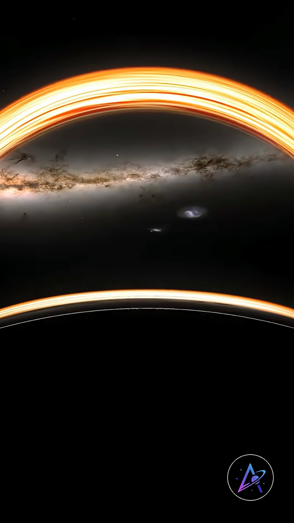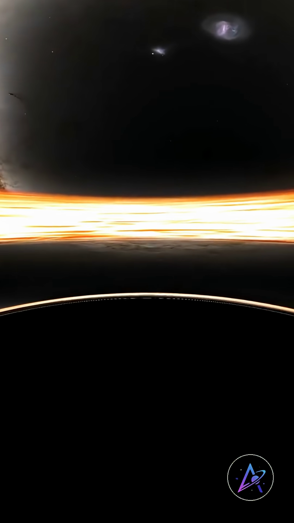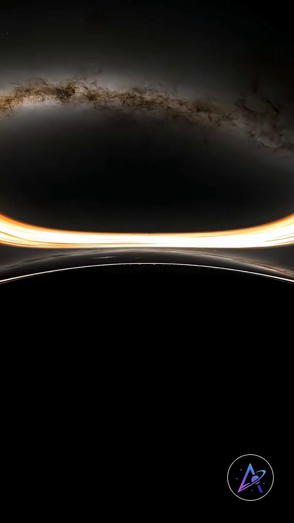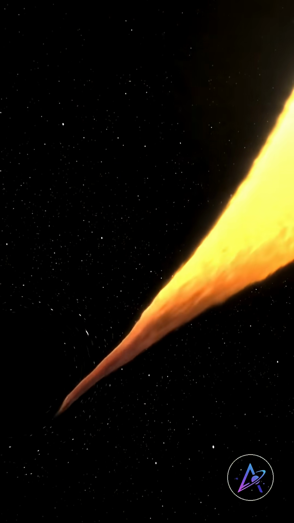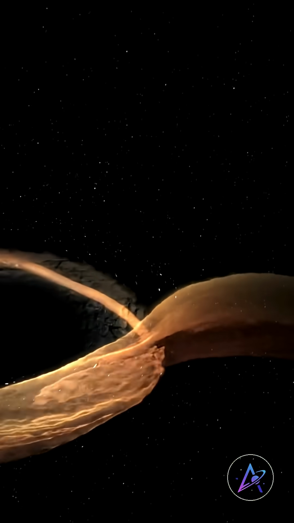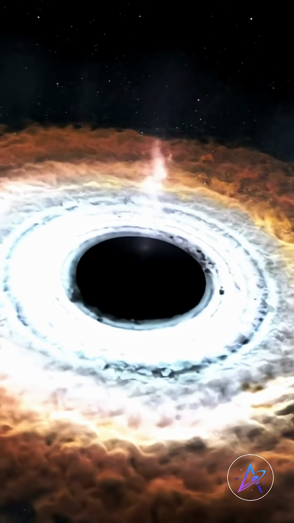Closer to the center, strange photon rings appear, formed by light orbiting the black hole multiple times before escaping. As you fall toward the event horizon, the view warps and stretches, with gravity bending light itself and distorting the starry sky. Crossing that point means there's no way back, not even for light. Beyond it, all paths lead inward toward the singularity, a place where space and time as we know them collapse.